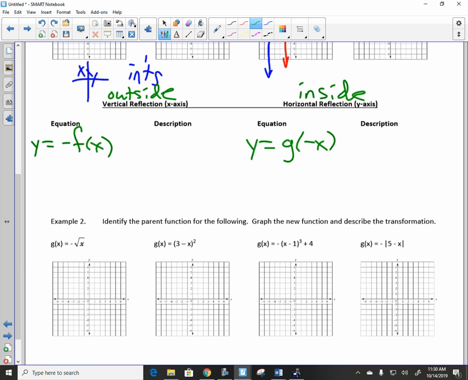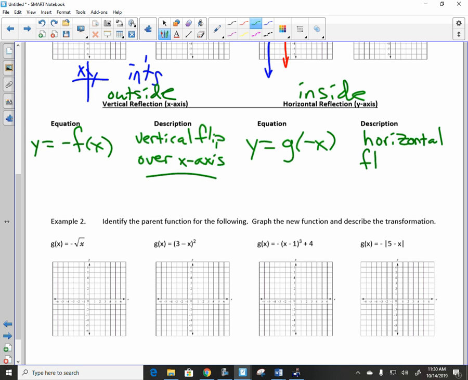If you see the negative on the outside, it's a vertical flip. And if it's a vertical flip, is that going to be over the x-axis or y-axis? X-axis. Negatives on the inside, horizontal flip. Over y-axis.